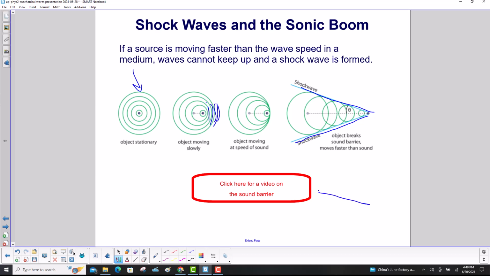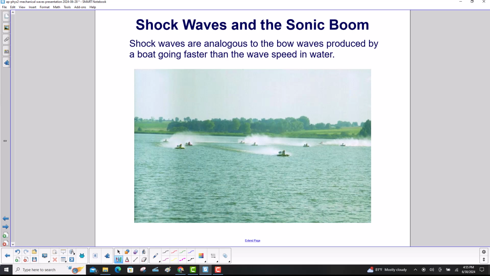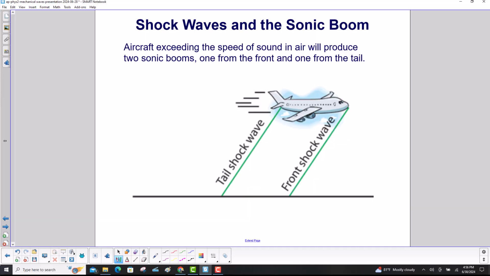And this would be a good video to help explain it. Shock waves are analogous to the bow waves produced by a boat going faster than the wave speed in water. So they would go on either side of the boat there. Aircraft exceeding the speed of sound in air will produce two sonic booms, one from the front and one from the tail.